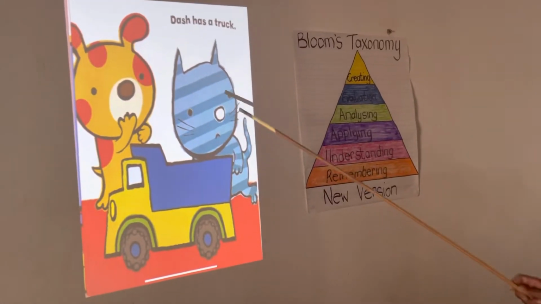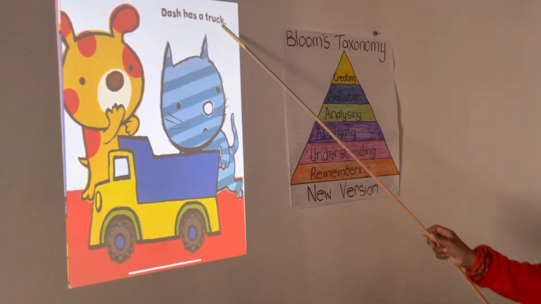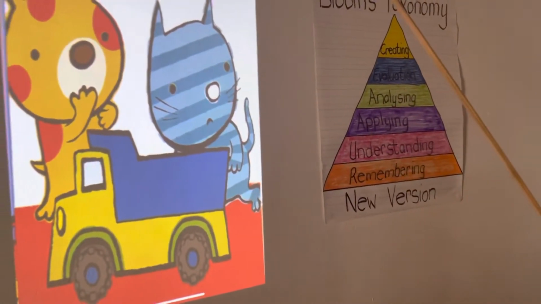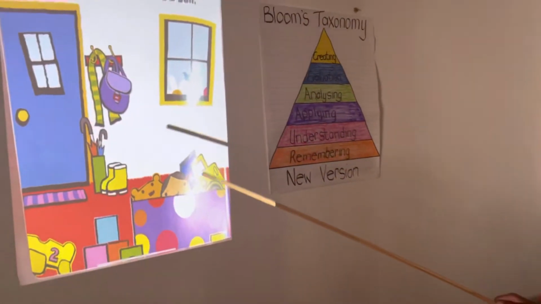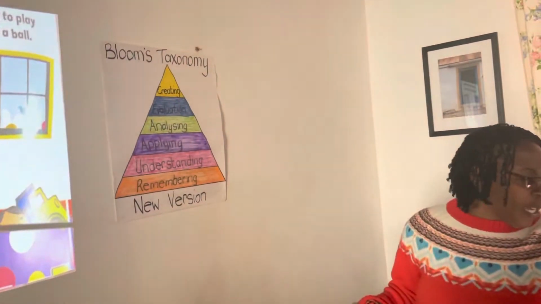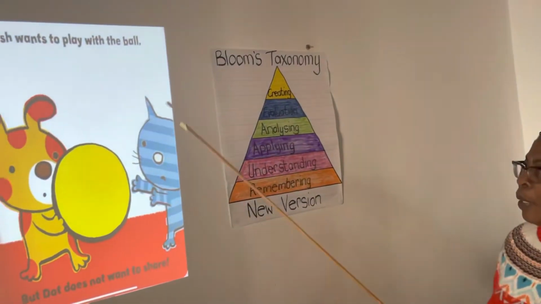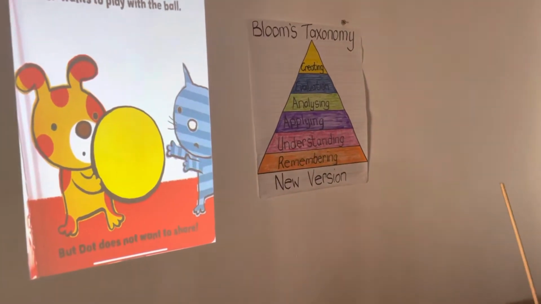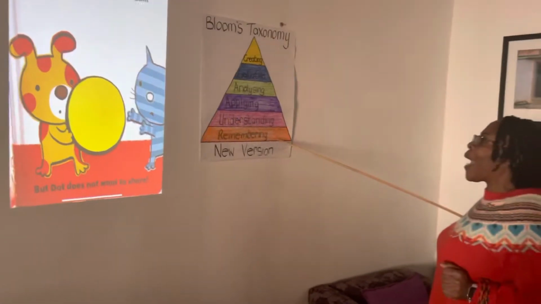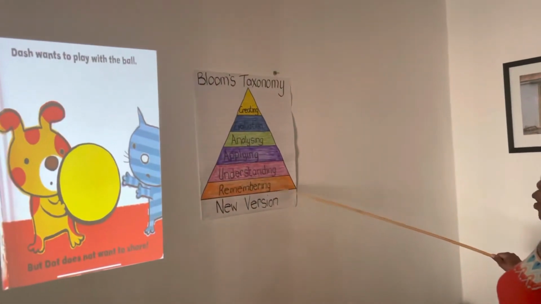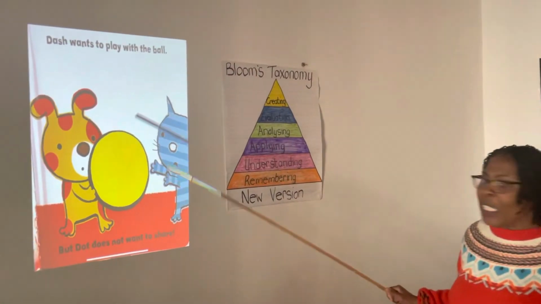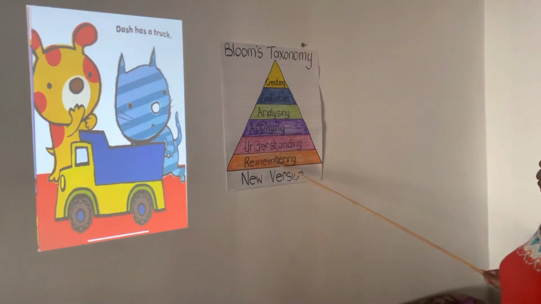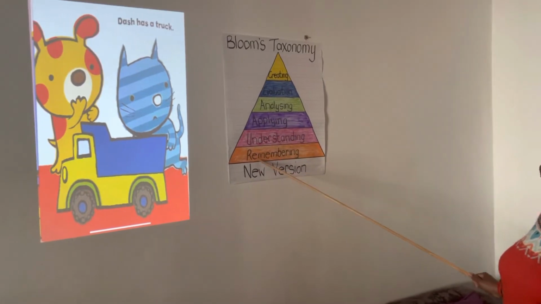And then we say, Dash has a truck. All right. So then we may go back and do some review. We may say to them, tell me, which one is Dash? And they should tell you this one. Which one is Dot? They should tell you this one. Who wants to play with the ball? Dash. That's at the bottom of Bloom's. That's remembering. Okay? In the end, what does Dash actually play with? He plays with his truck. So if they can remember this, we're at the bottom of Bloom's.